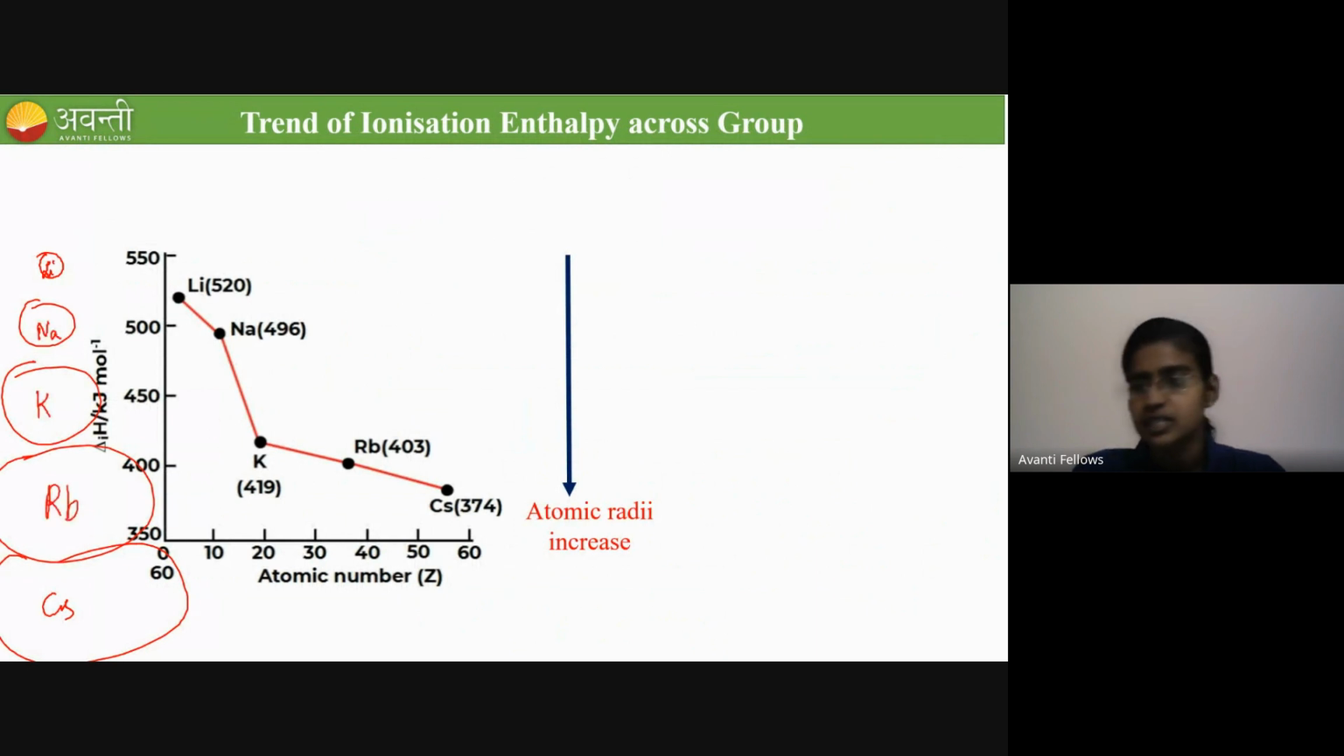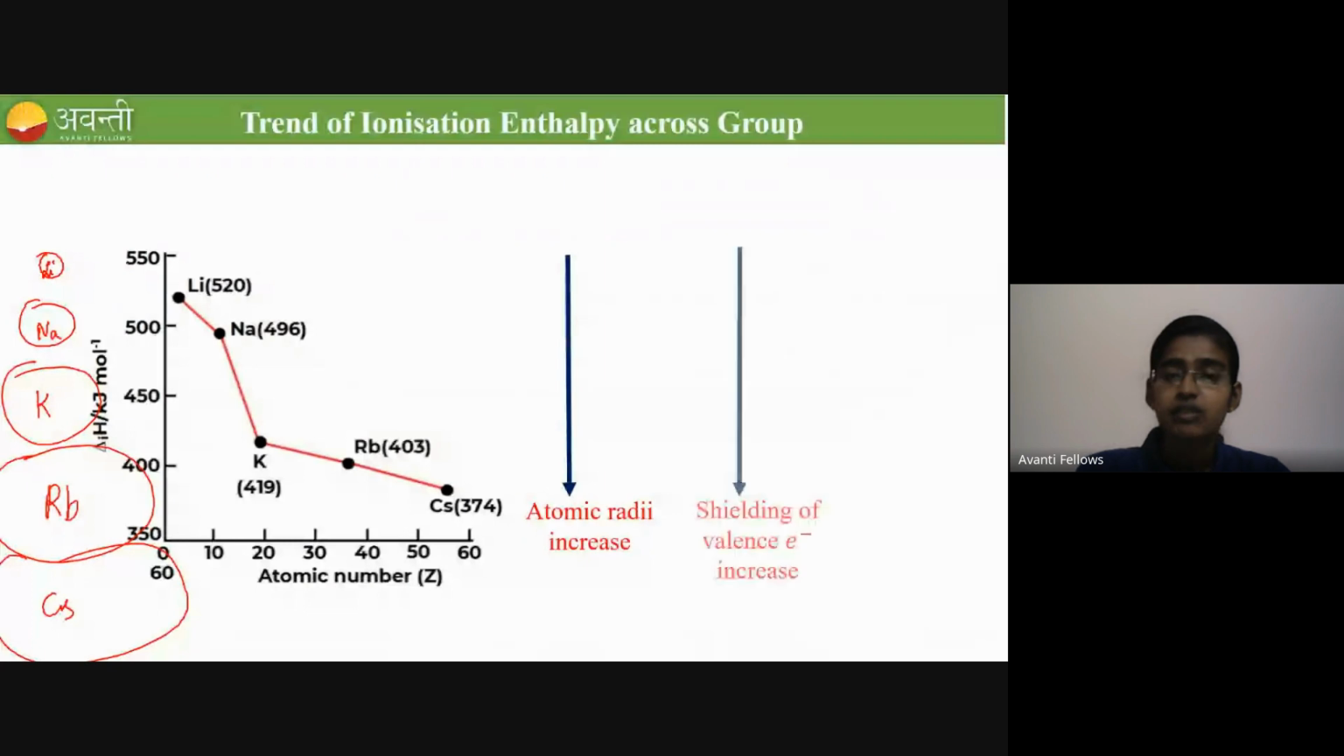Size increases. If the size increases, shielding of valence electrons also increases, because more shells will be fully filled. If I'm taking cesium, I'll have more shells inside. All the shells are completely filled, and there is an electron in the outermost shell also. That outermost shell electron will experience more shielding, since more electrons are present inside.